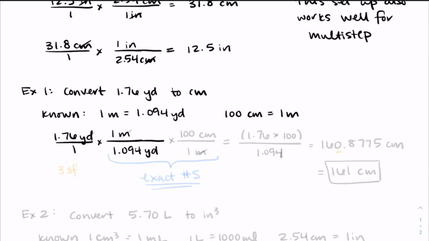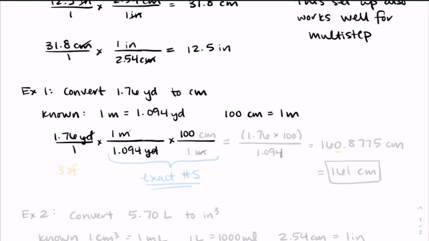So that will take me, if I do 1 meter over 1.094 yards, yards will cancel, and then if I divide those values, I would have a value in meters. Now, you could stop here, write down your answer, and then do the next step. Totally fine. If you want, you can also continue to set this up as a big, long conversion. So I'm going to do that here and then show you how to account for the numbers.